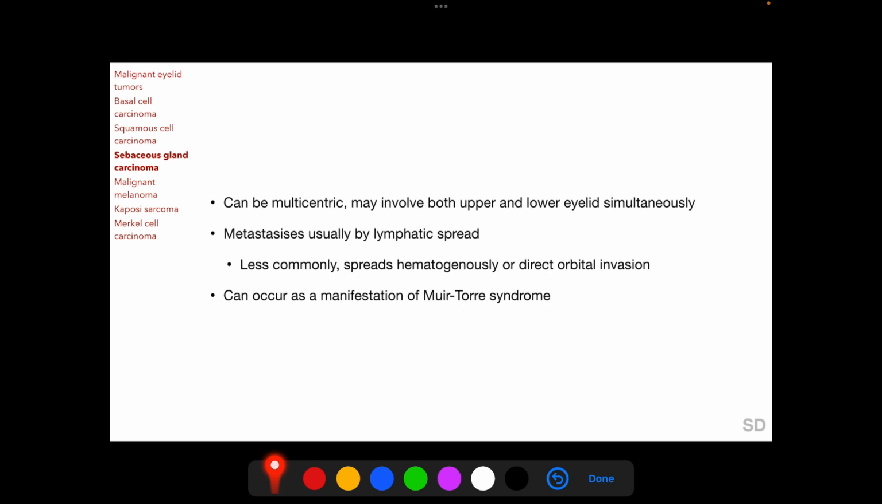Sebaceous gland tumors can be multicentric, occurring at two or more sites in the same eye, and may involve both the upper and the lower eyelid simultaneously. It usually metastasizes by the lymphatic route before spreading hematogenously or invading the orbit directly. Sebaceous gland carcinoma can occur as a manifestation of Muir-Torre syndrome, in which there are multiple tumors of sebaceous gland origin as well as keratoacanthoma, which we have discussed in a previous session.